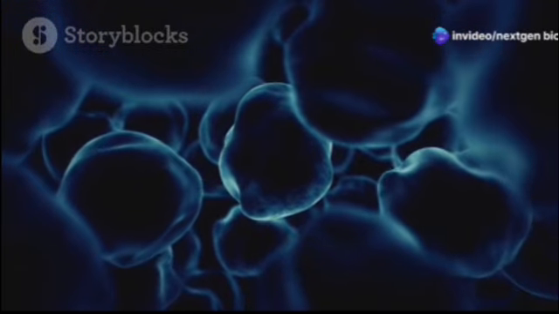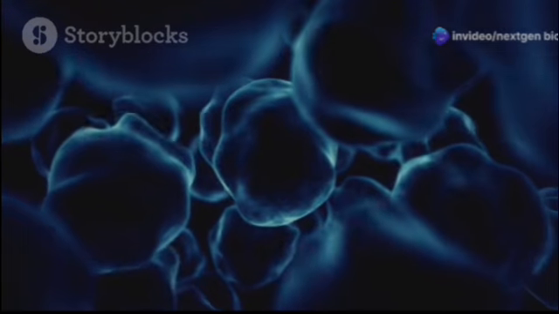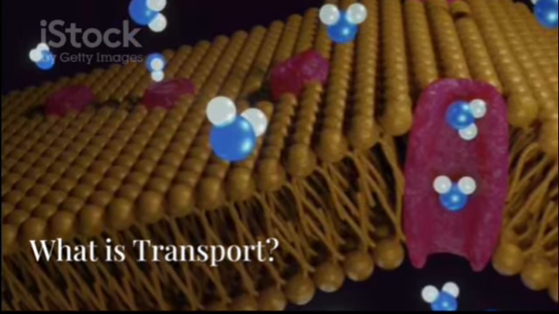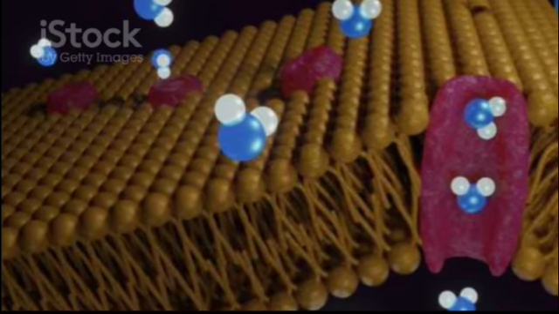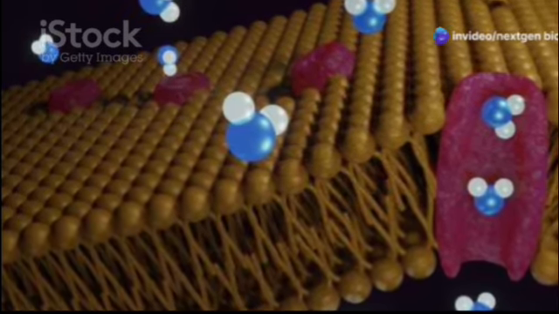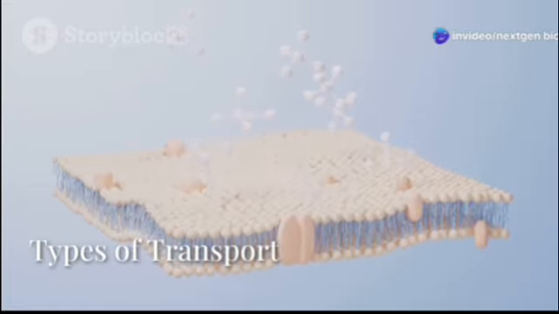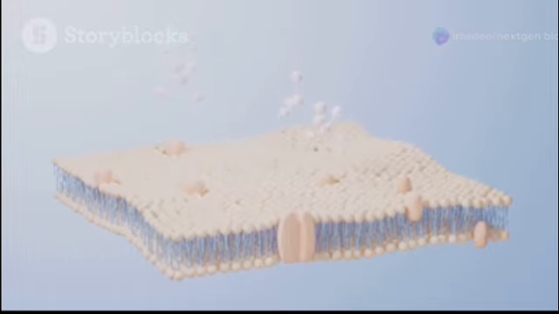Today's quick and colorful lesson is about movement in and out of cells. Let's break it down together. Cells constantly exchange materials like gases, water, and nutrients. This is called transport across the cell membrane. There are three main types of transport in and out of cells.